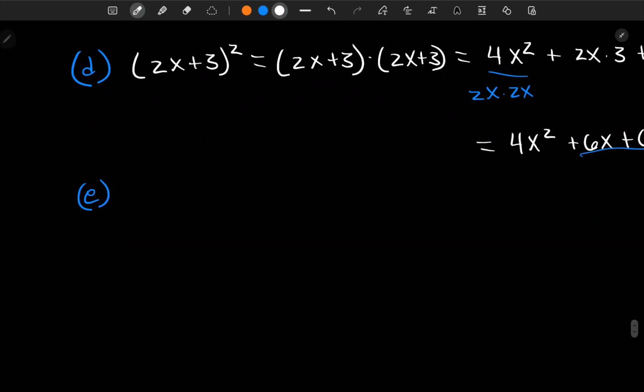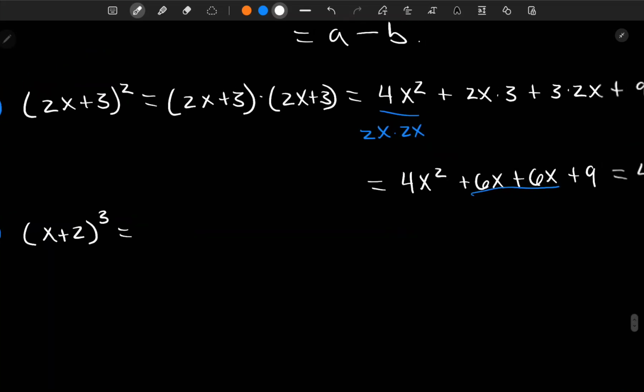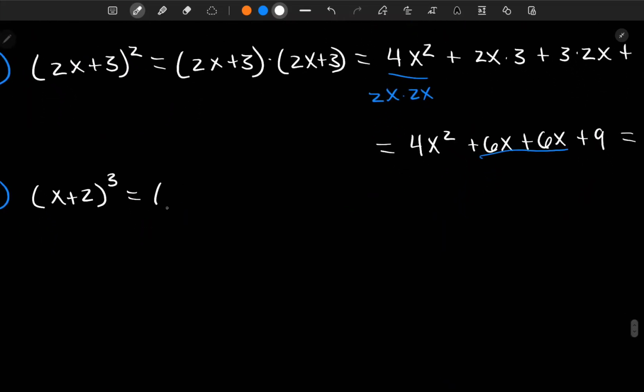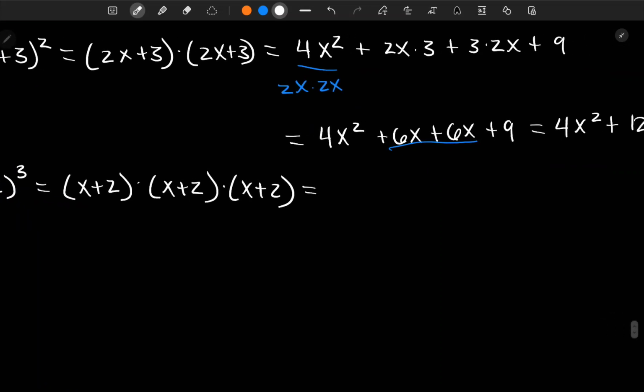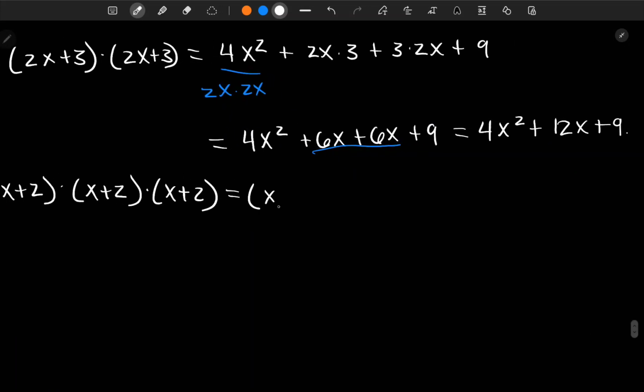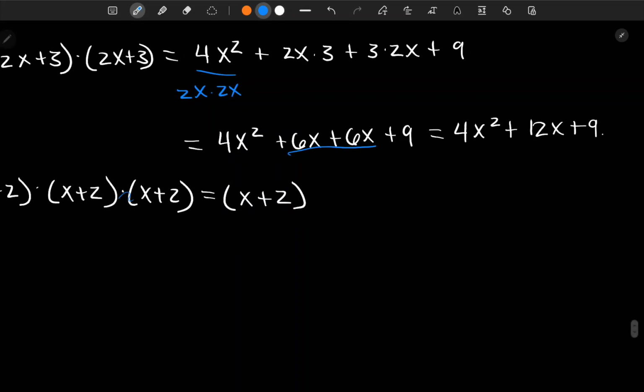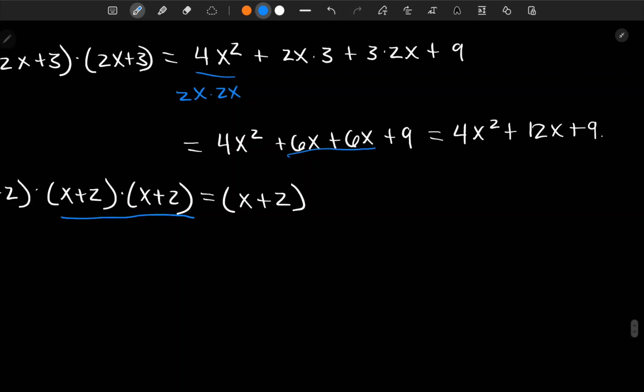And finally, given the expression (x + 2) cubed, we wish to expand. And so we write this out as (x + 2)(x + 2)(x + 2). Well, we start one at a time. So let's keep the first (x + 2) intact, then multiply out the second and third.